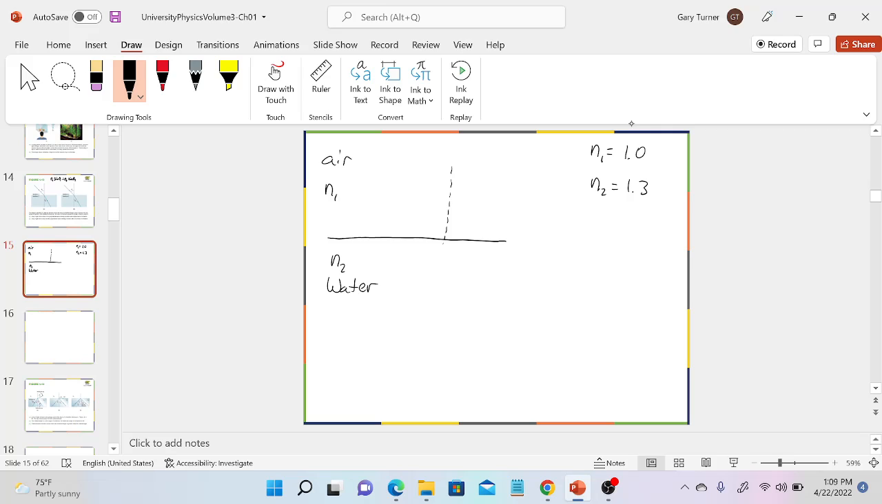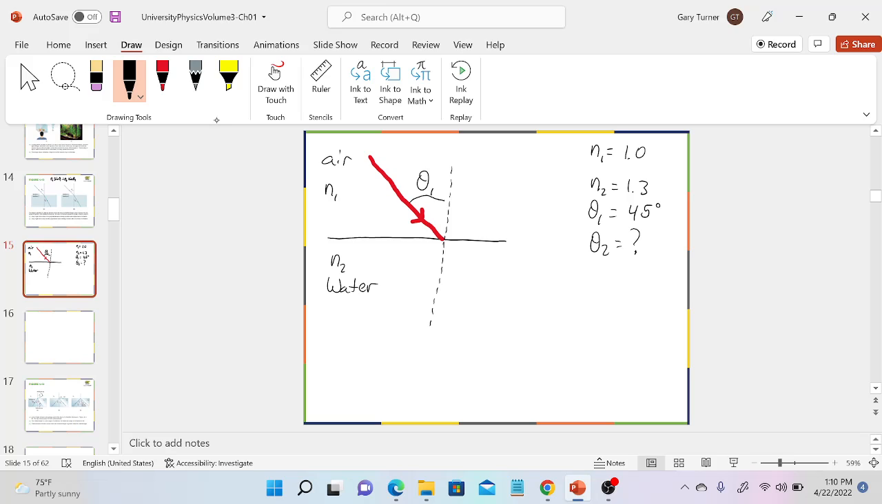And a normal. I need to draw a normal to the best of my artistic abilities. And let's say we have a beam of red laser light come in. And this beam of red laser light has an angle theta 1. And I'm going to let theta 1 equal 45 degrees. Okay. What is theta 2? At what angle is the light going to be refracted inside the water?